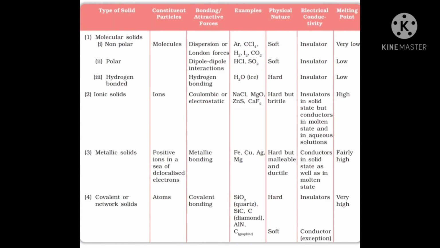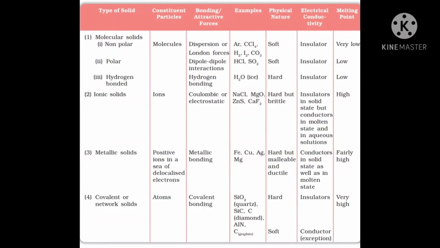In ionic solids, the constituent particles are ions and they are held together by Coulombic or electrostatic force. Examples for ionic solids are sodium chloride, magnesium oxide, zinc sulfide, and calcium fluoride. They are hard but brittle. They are insulators in solid state but conductors in molten state and in aqueous solutions.